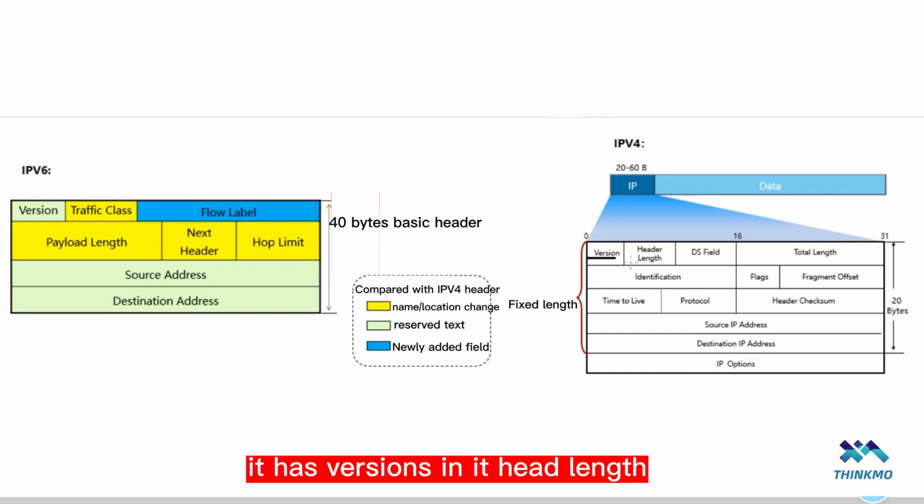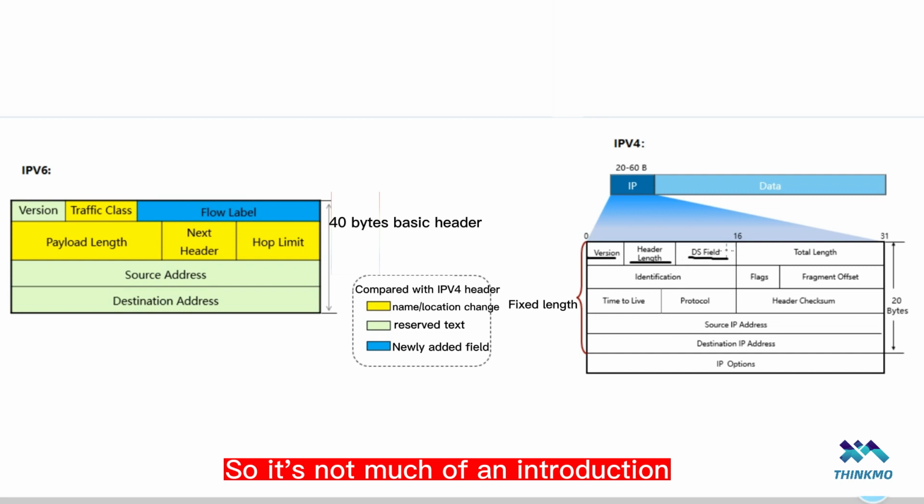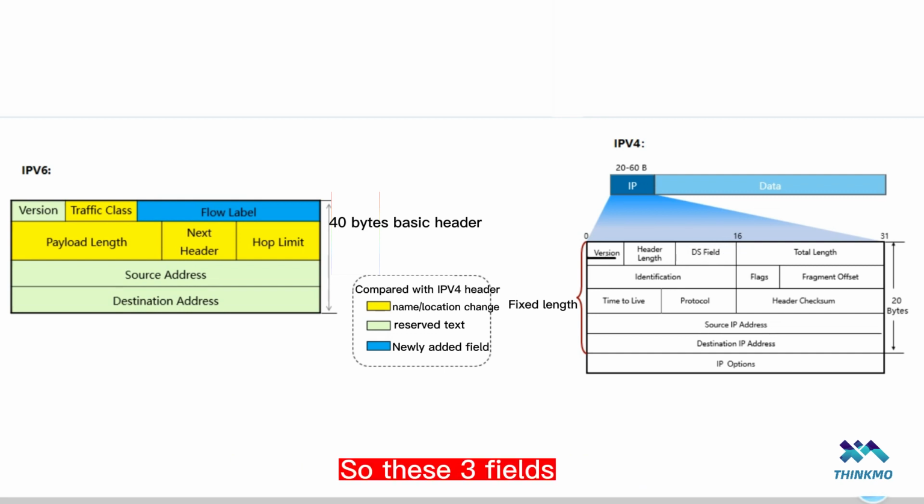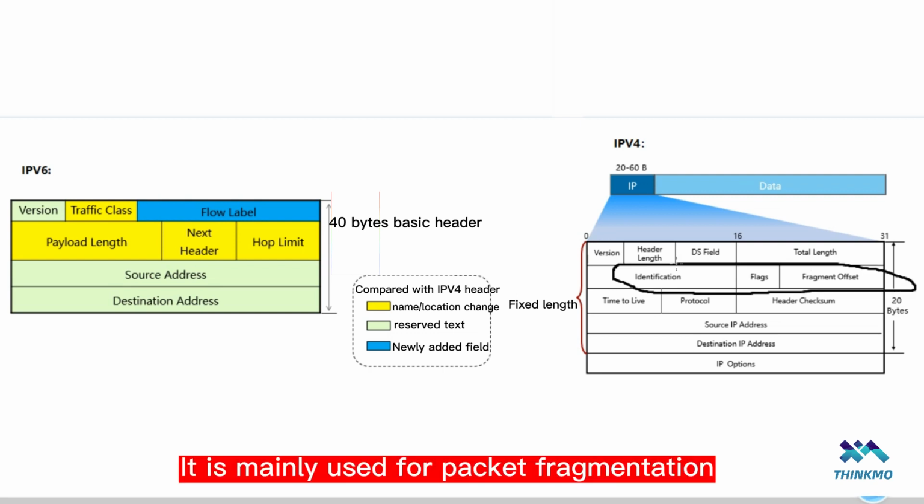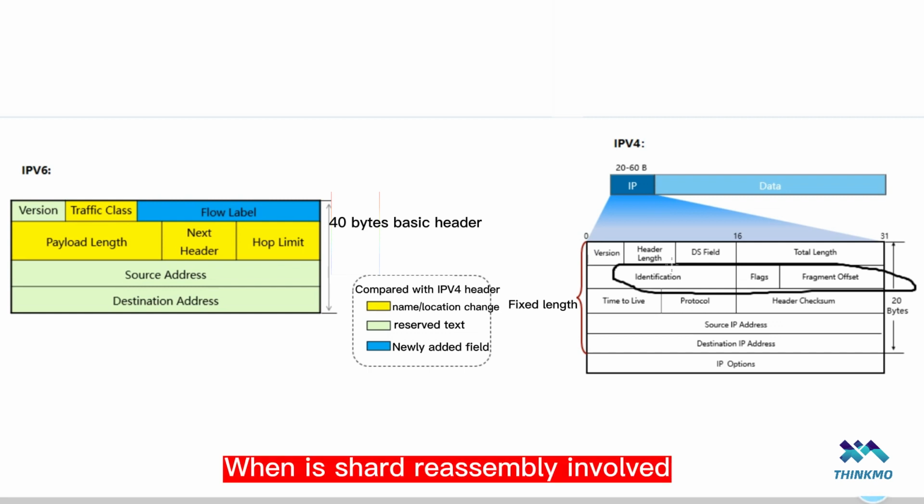It has the version, the header length, and the type of service, which is used in QoS, so there's not much to introduce. And then we have the total length. These three fields are mainly used for packet fragmentation and reassembly. When is fragment reassembly involved?